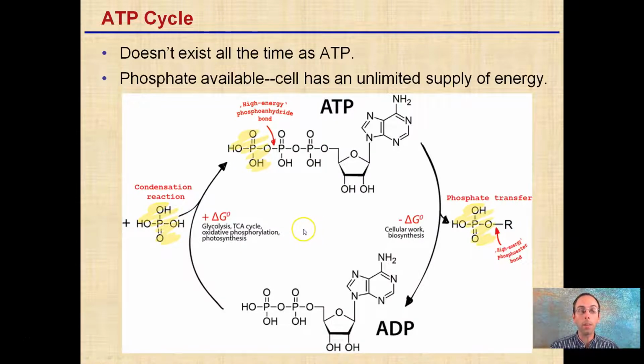Lastly, here's the ATP cycle, because I want you to realize that it doesn't exist all the time as ATP. With the phosphate available, the cell has an unlimited supply of energy. As we're looking at phosphate groups, we're able to break them down to form ADP, and then attach a phosphate group again to make ATP. We're creating and breaking those high energy bonds, which is going to be used by the cell to perform all sorts of necessary tasks.